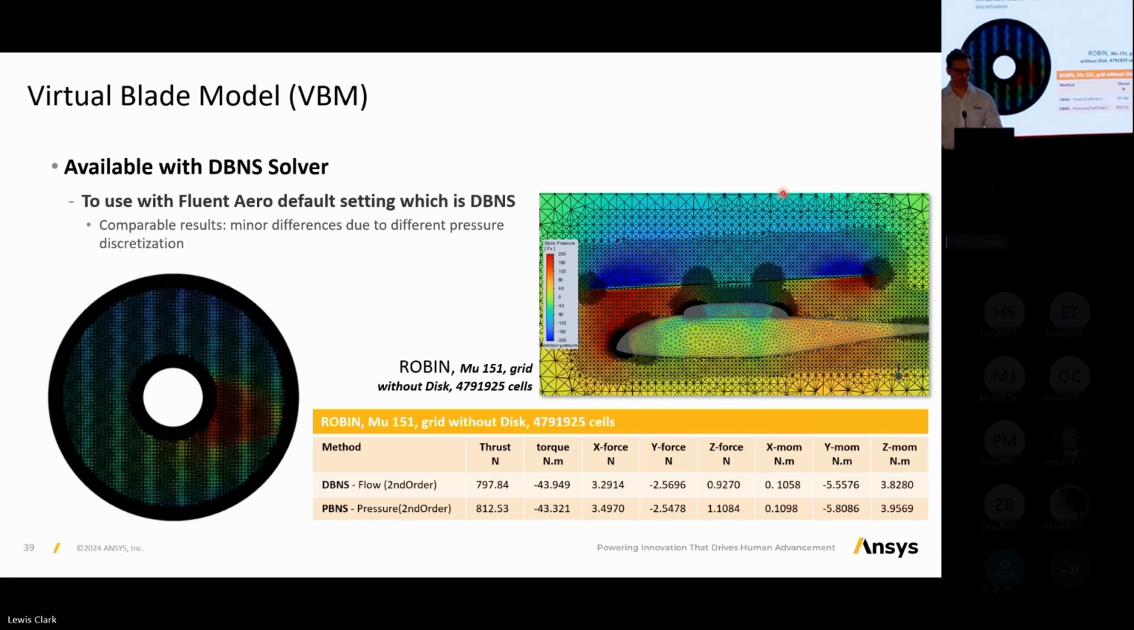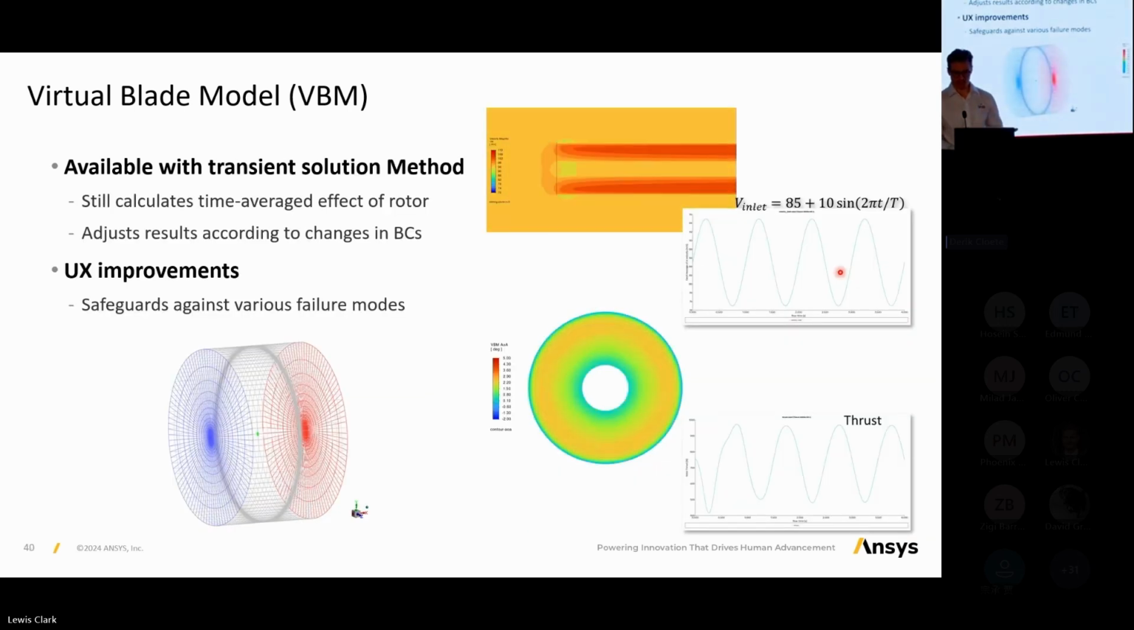The virtual blade model is now available in the density-based solver. Just to quickly explain what the virtual blade model is: rather than having your helicopter rotors physically there in geometry and rotating, which is quite an expensive thing to do, you essentially just put a disk in there instead, and that disk has momentum sources that act like your blade, so long as it has been characterized first. That's now available in the density-based solver, and it can be used in transient simulations now as well.